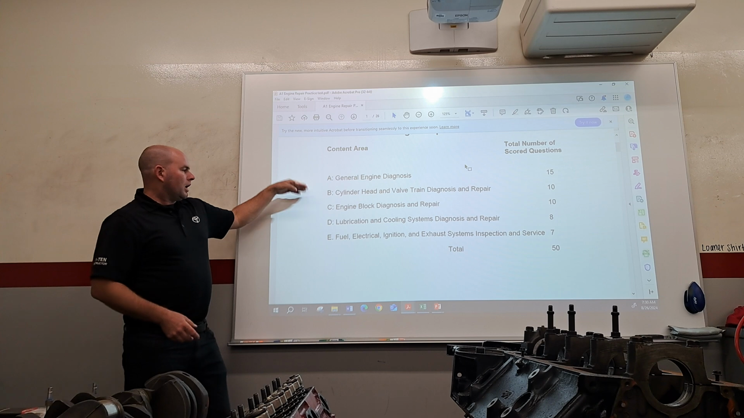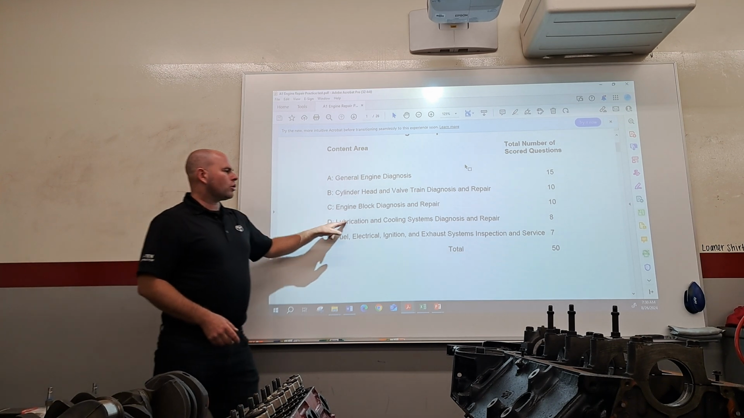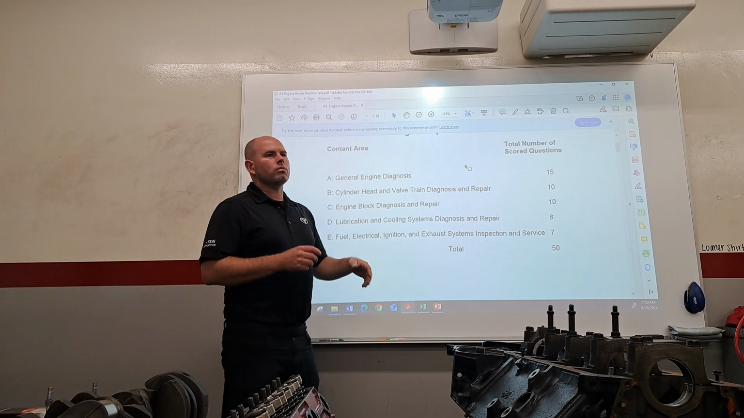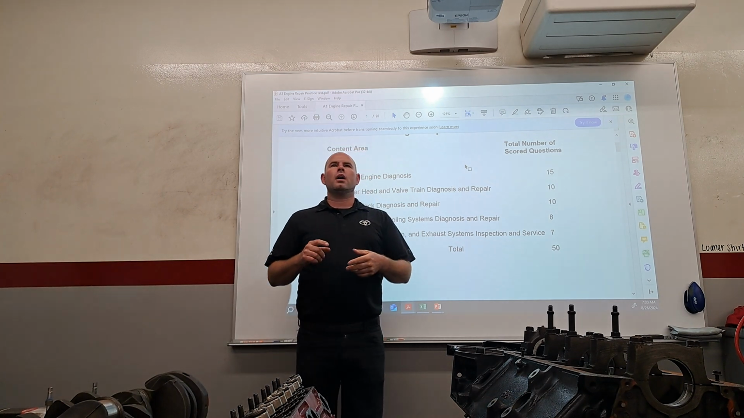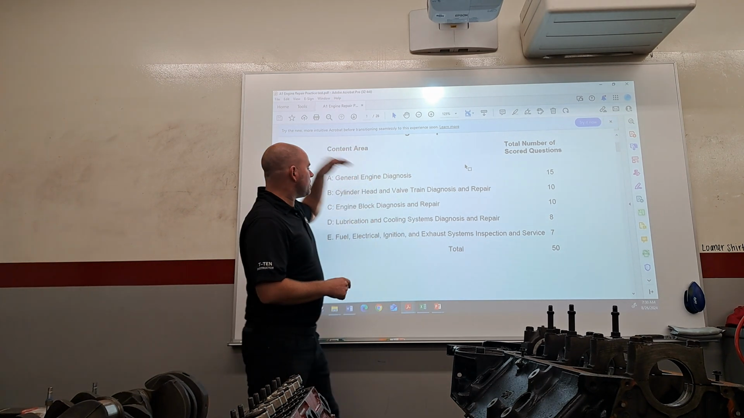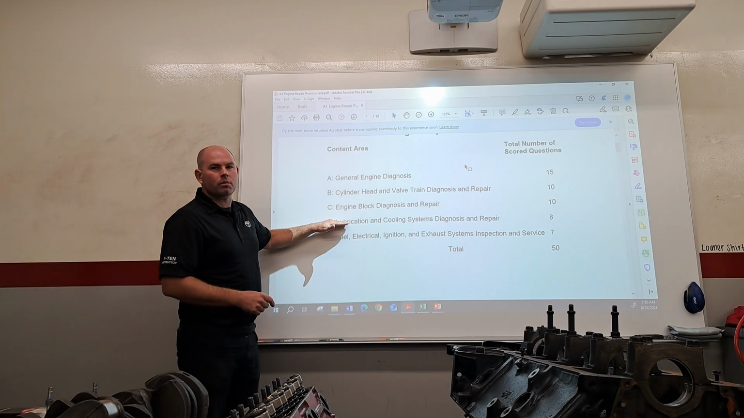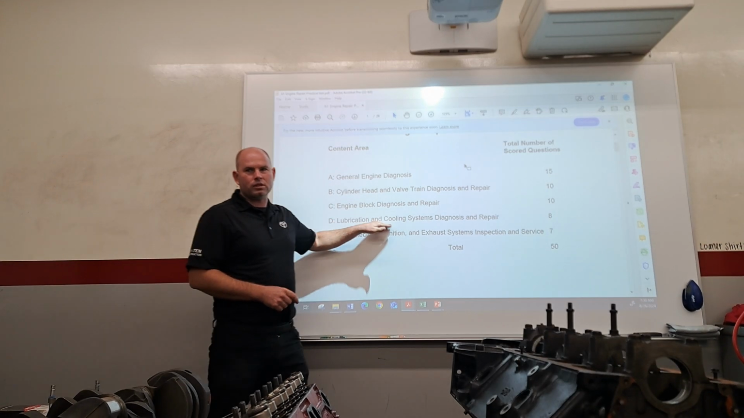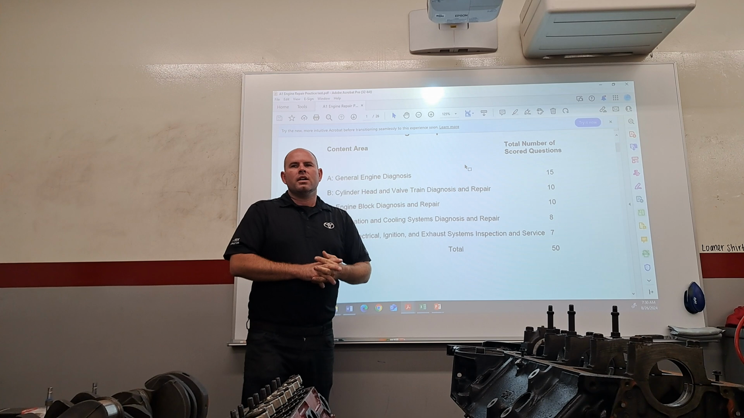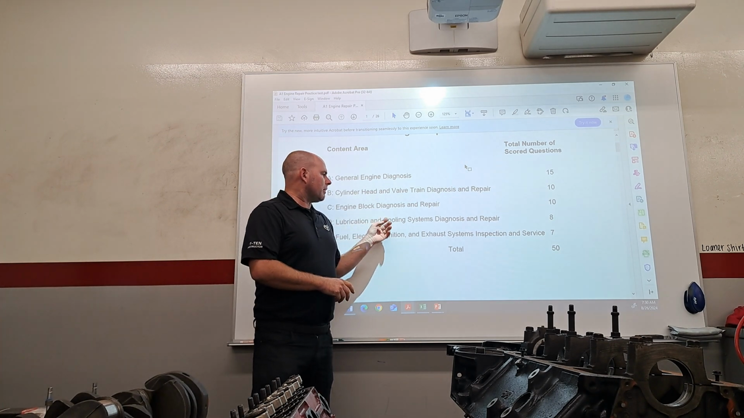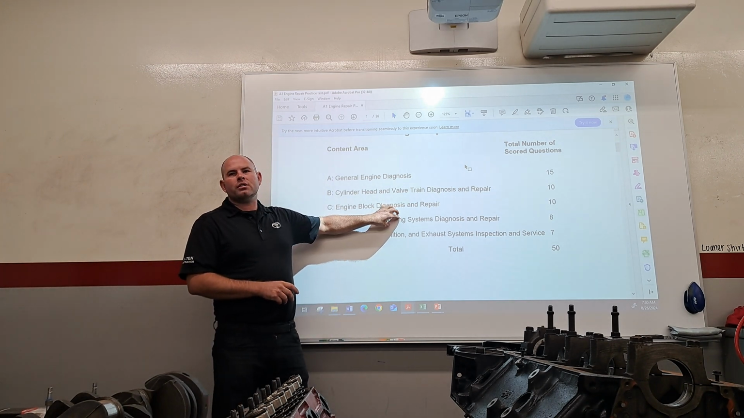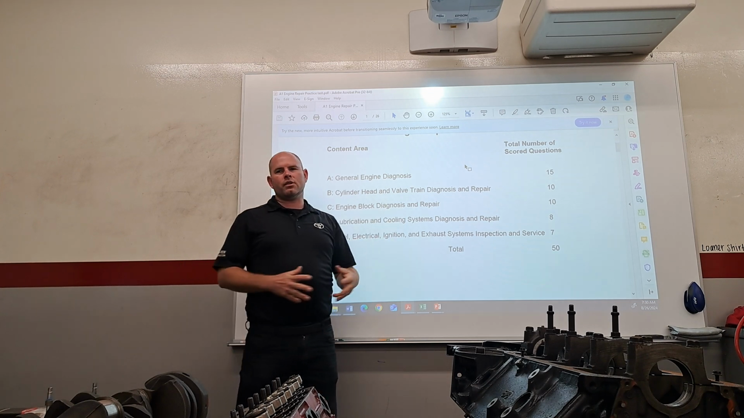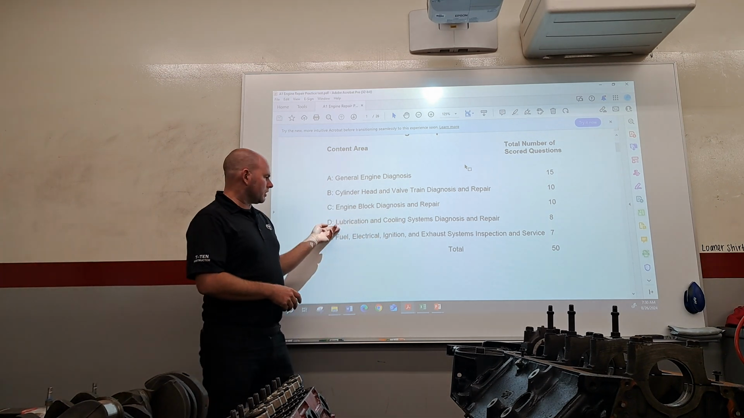And then D, cooling and lubrication. So oil pressure, noises could be up here in A, but noises could also be related to lubrication systems. So there's a little bit of a gray area there. And then for example, oil pressure that's low could be like 10 different things. And so that's where we're going to really study this, how the oil flows.